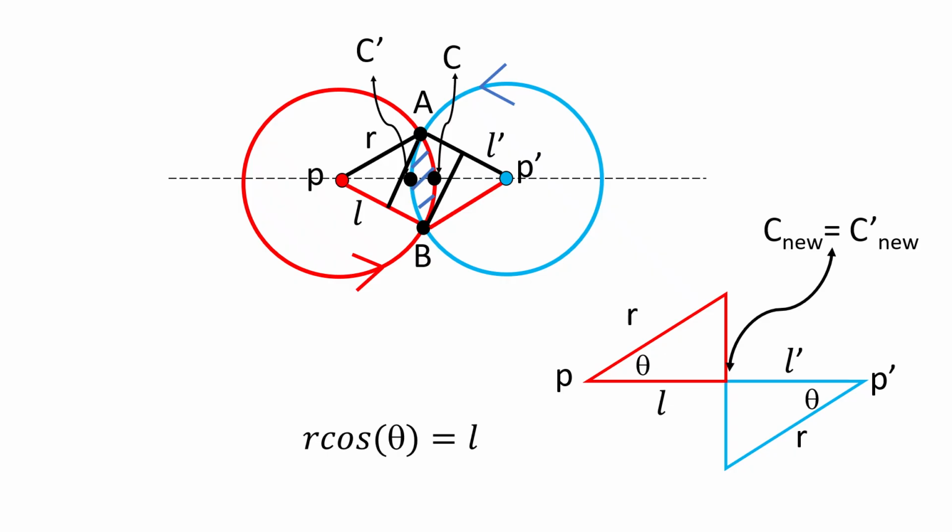Crucially, the length L, which equals L prime, represents the distance light would have to travel along the axis of separation, such that the circles rotate the arc lengths AC prime and BC.